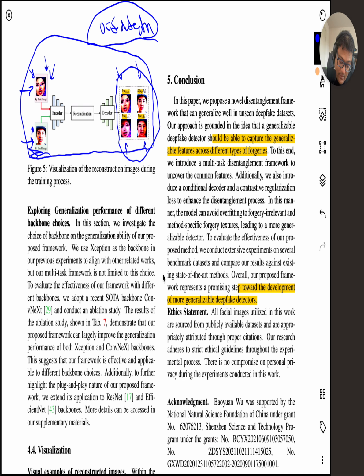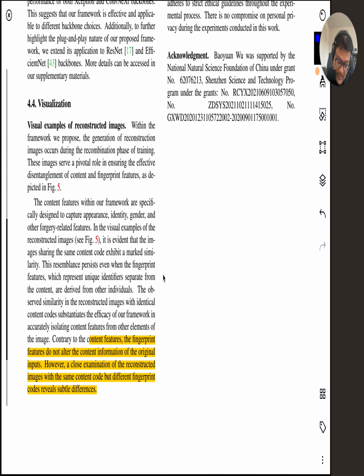They are saying that they should be able to capture generalizable features across different kinds of forgeries, and they hope that their framework represents a promising step towards the development of more generalizable deepfake detectors. Okay, now that this is complete, let us also talk a little bit about the limitations of their work. There are several limitations which stood out to me.